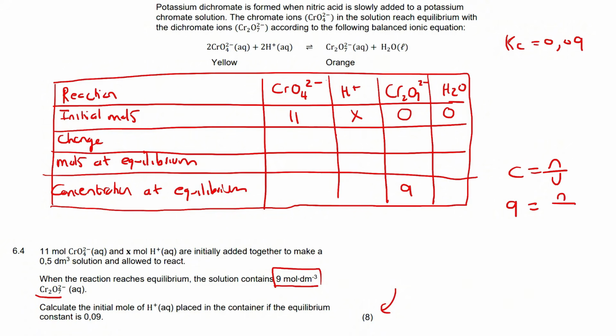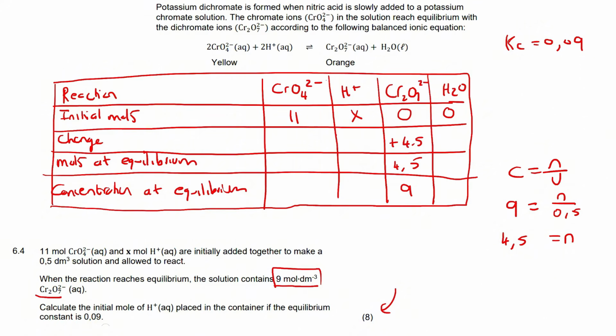The volume of the container is 0.5. So yeah, that 0.5 is the entire container volume. So you say 0.5. Then if you had to calculate n, you would get 4.5. So we put 4.5 over here. Now, how do you go from 0 to 4.5? Well, that means you must go up by 4.5.